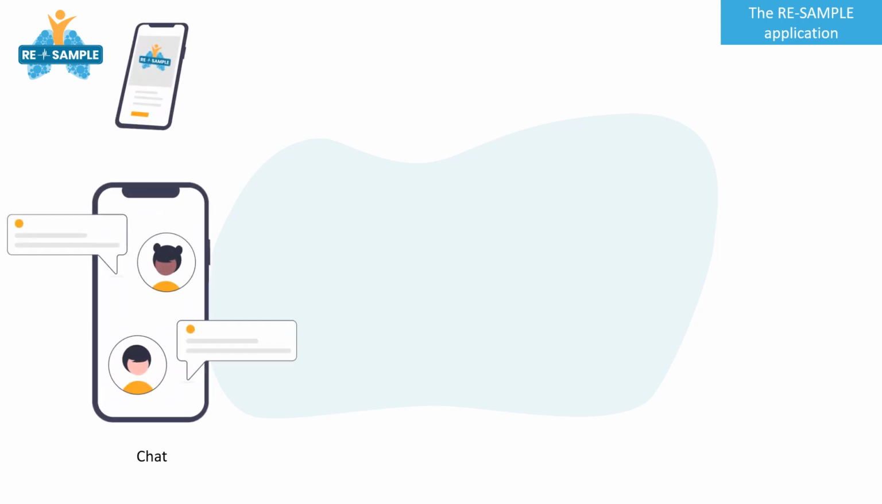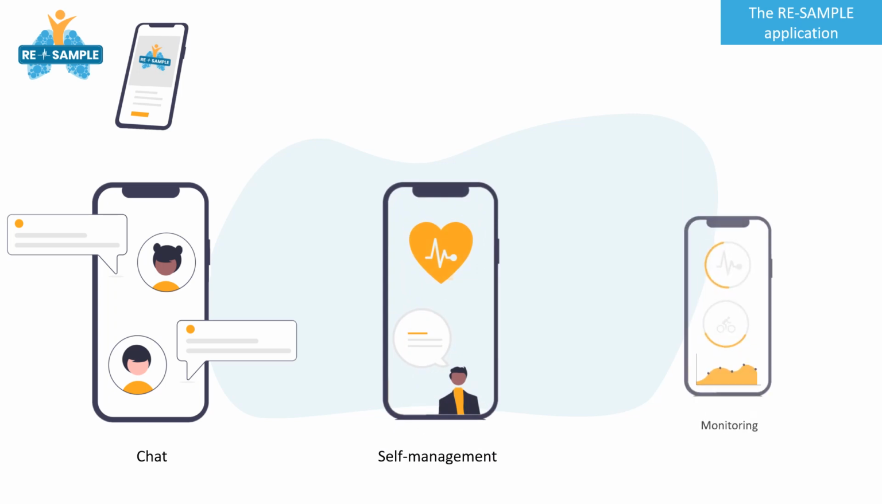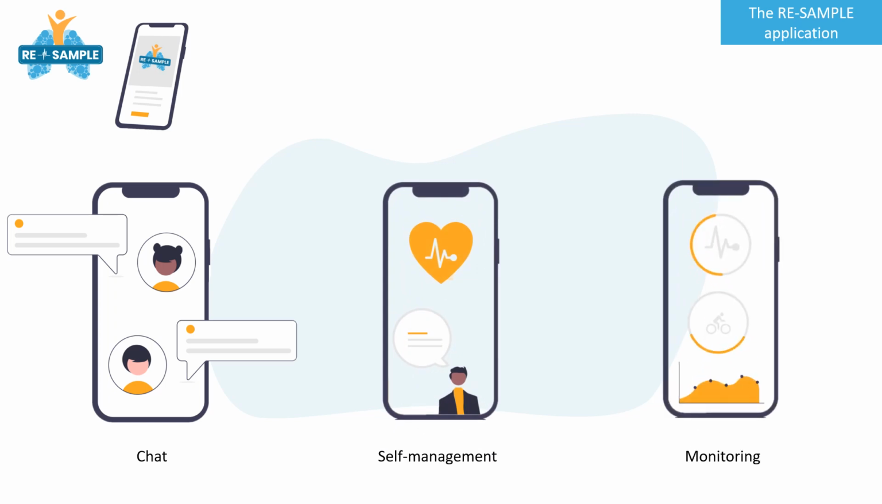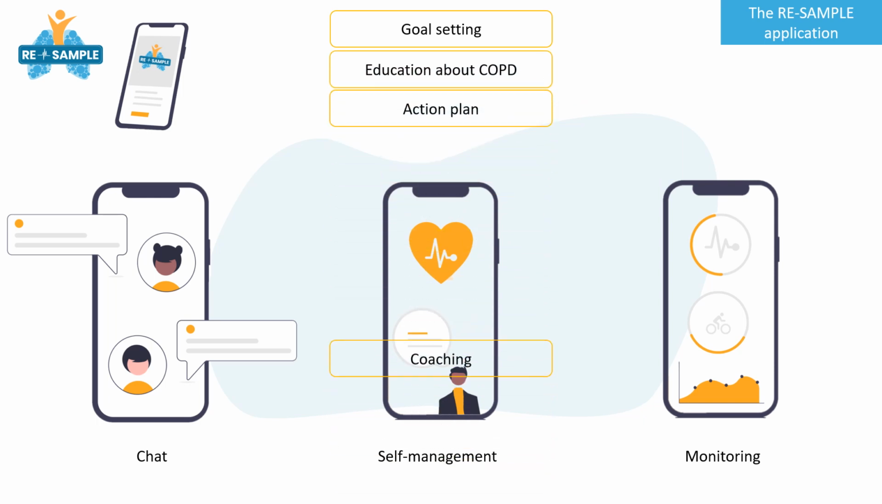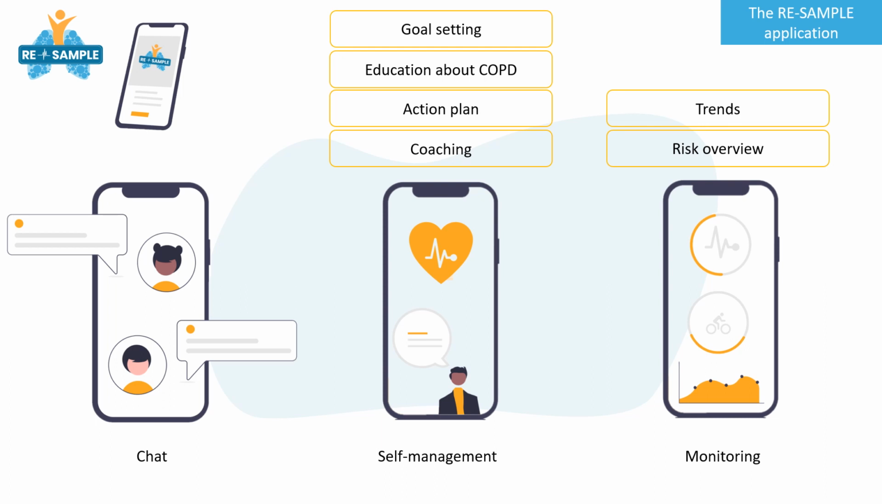The service model also describes the different parts in the app: the chat with peers, self-management and data collection. Both self-management and data collection contain different activities. For self-management, goal setting, education about COPD, action plan and coaching will all be included. For data collection, the monitoring will enable users to see trends and progress and a risk overview. In this way, potential changes in usual symptoms can be detected early.